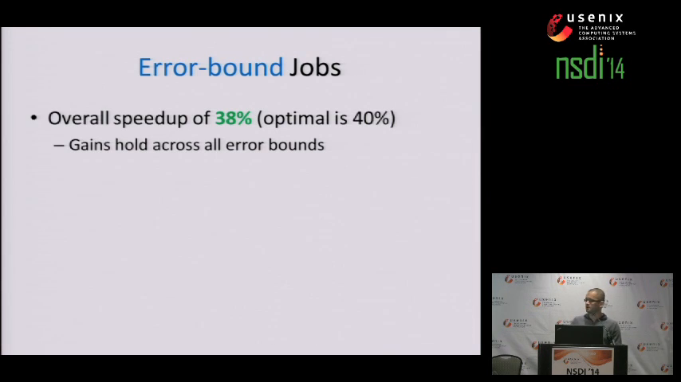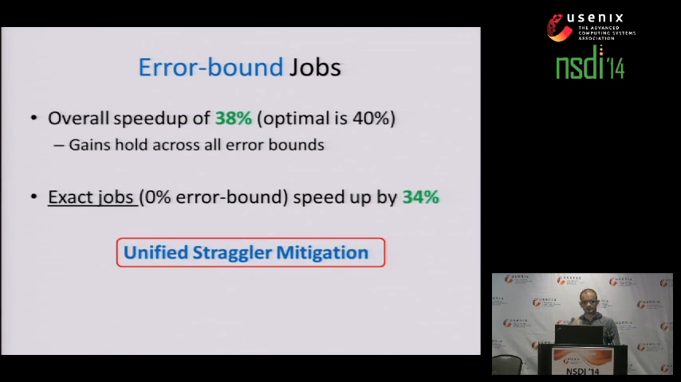Finally, if you look at error-bound jobs, they achieve a speed up of nearly 38% as well. And as before, the gains hold across all the error bounds. In fact, a nice result that also comes out is that exact jobs, which are jobs with 0% error bound, which is they have to finish all their tasks, even they speed up by over 30%. So this makes GRAS a unified straggler mitigation solution for clusters that run exact jobs today or approximation jobs going in the future.